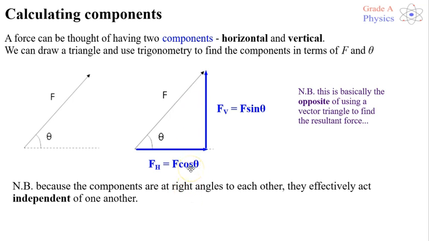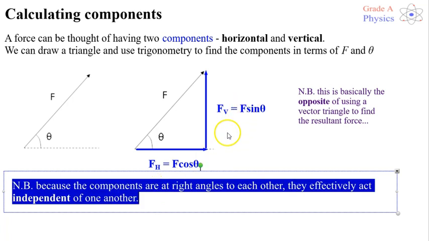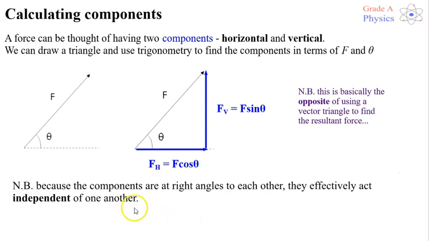This is a really useful idea, and not just for mechanics, but all the way through A-level physics, we will refer back to components of force or components of vectors. A really important point here is that these two are independent of each other. Because they're at 90 degrees, they're independent. That won't mean much in what we're doing today, but later on in this series, when we look at projectiles, that's a really important idea.